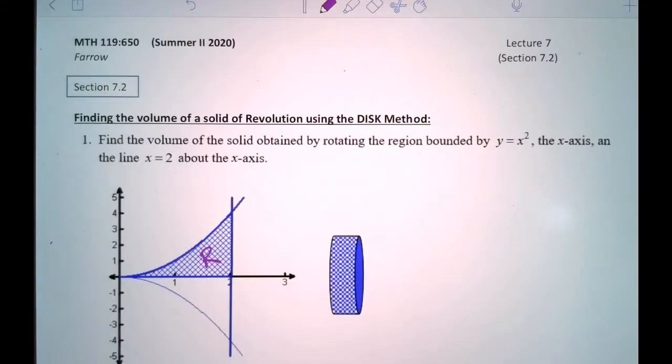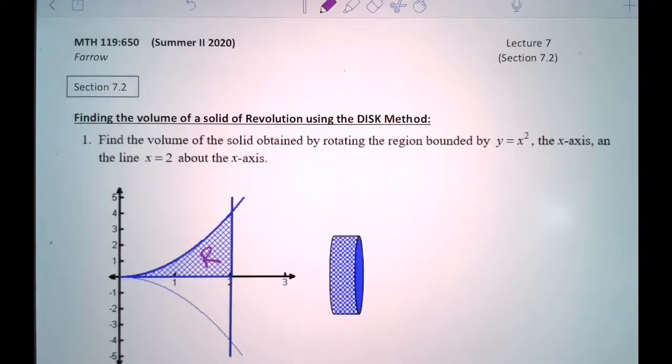We're going to spin it around a line, and that line could be the x-axis, it could be the y-axis, it could be some other vertical line or horizontal line, but you have to imagine this one region spinning around that line, and it would create a totally enclosed solid object.